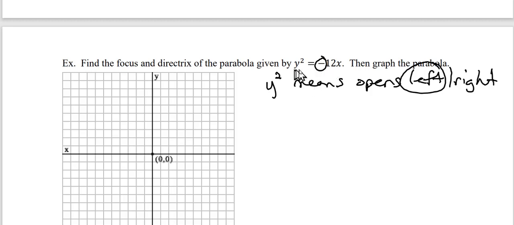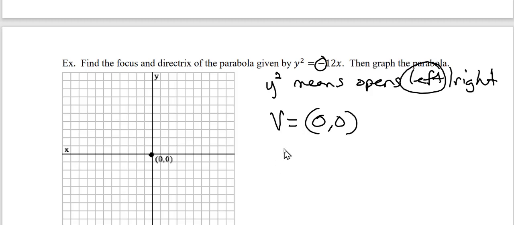We do not have anything added to the x or y here, so we are talking about a vertex of 0, 0. I'm going to go ahead and plot that point right here. It opens left, so we're going this way, something like that. We need a little bit more information, though, to help us graph exactly what that looks like.